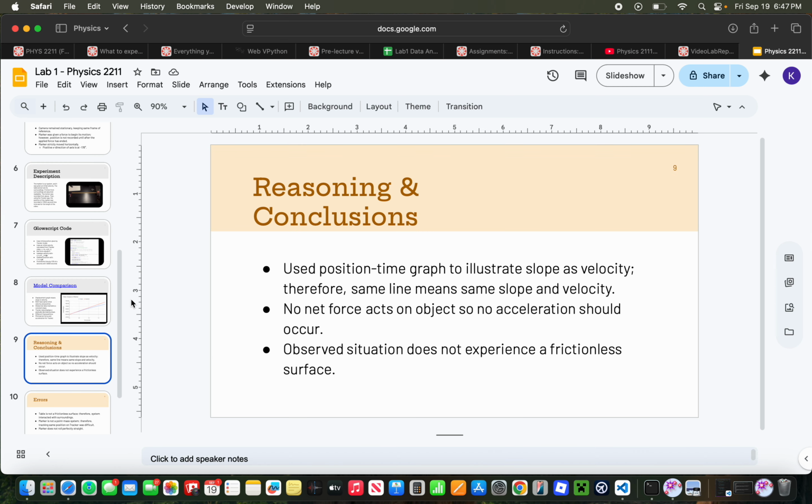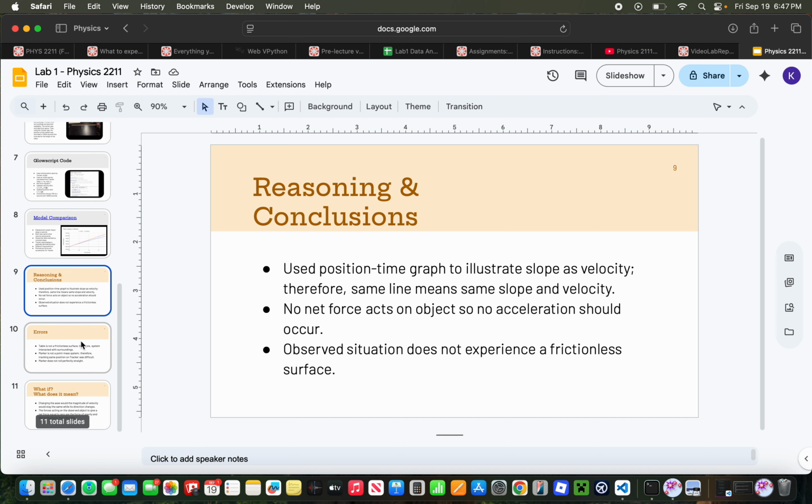And so our reasoning and conclusions, we can see that because we used the position-time graph to illustrate slope as velocity, the same line would mean the same slope and velocity. However, we did not experience the same line. And so no net force acts on the object, so no acceleration should occur. However, the observed situation does not experience a frictionless surface, so friction was interacting with the marker. So that changed its velocity. However, in the computational model, there was no force acting on it at all, so it did not experience acceleration, and therefore the velocity remained consistent.